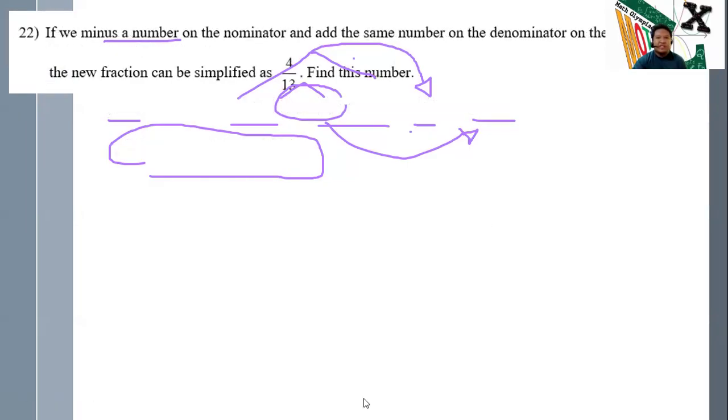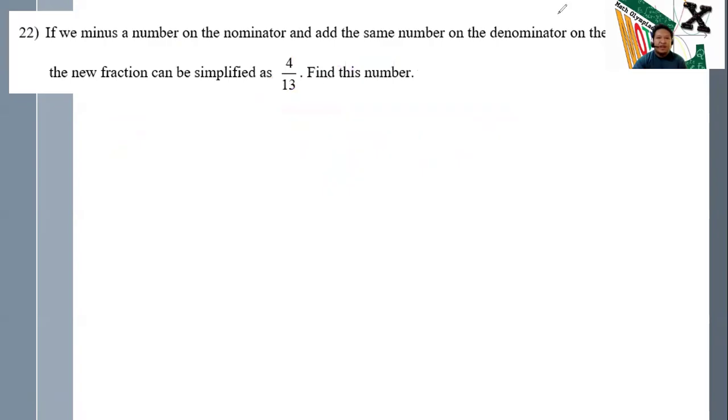Okay, a little bit the same as the previous number. Actually, for this one, number 22, it's basically the same.